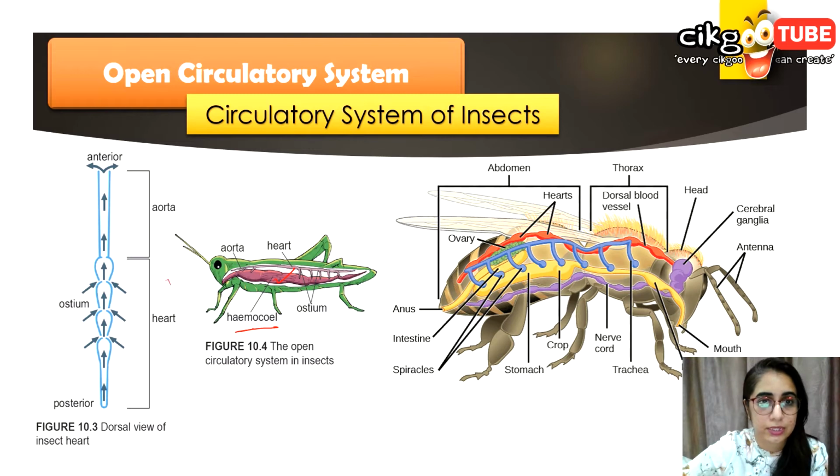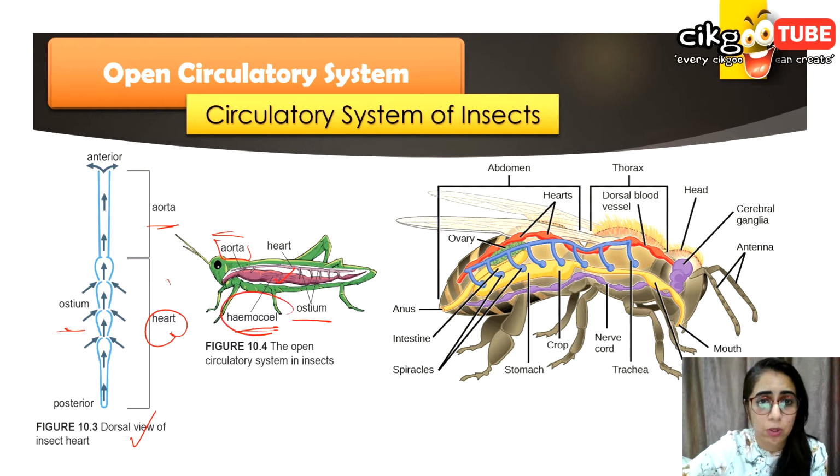And this is the heart, if this is the dorsal view of the insect. So this is an open system. So we have the hemocoel. You look at this, this is the ostium here, and also the aorta, which is part of the heart.